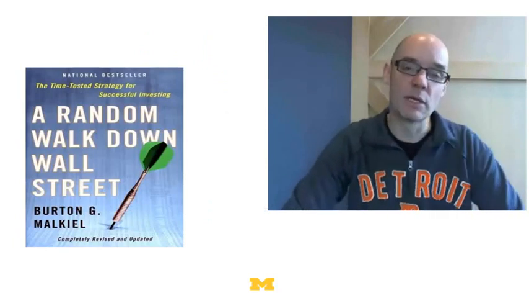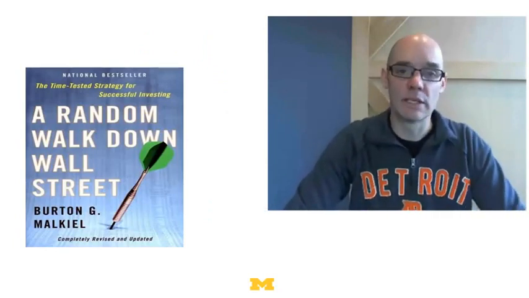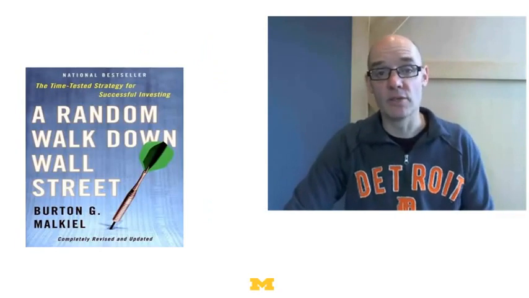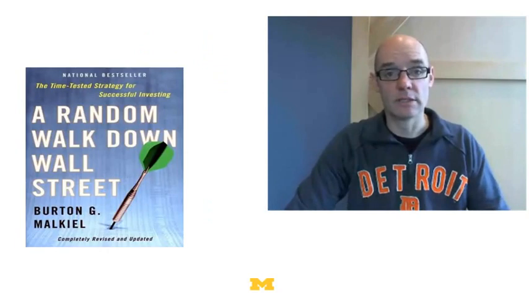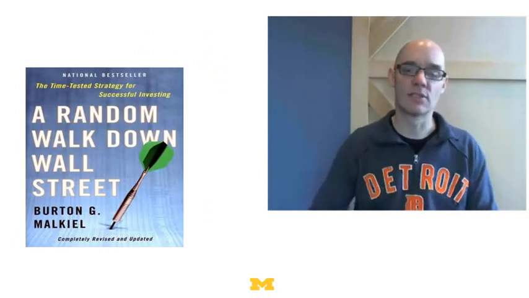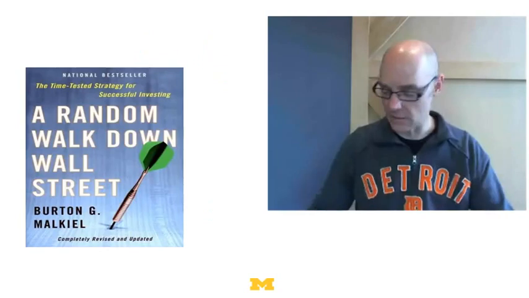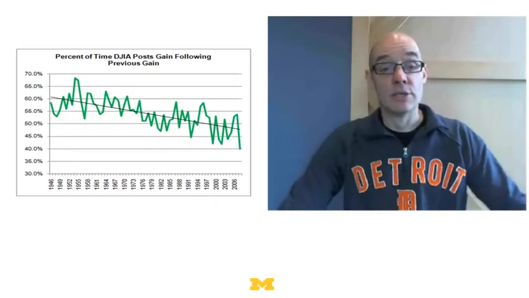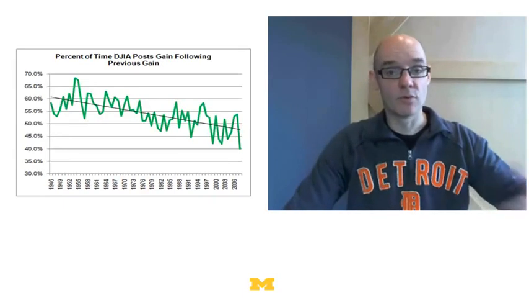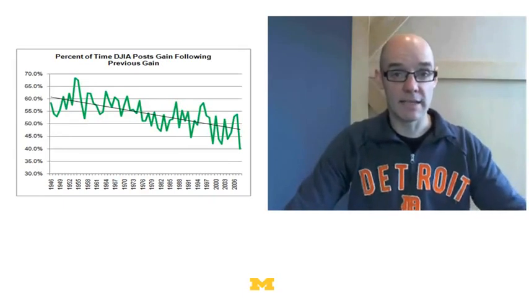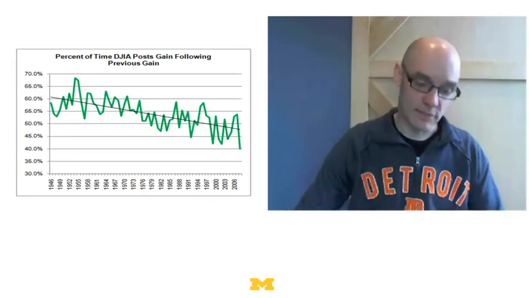Now, there's a famous book by Burton Malkiel called A Random Walk Down Wall Street. What he argues is that prices in the stock market are random walks. Now, you might say, well, that's crazy. No, there's trends. There are things that go up and things that go down. Well, let's look at some data on that. Suppose the Dow Jones Industrial Average posted a gain the previous day. If there really were trends, you'd expect there to be a gain the next day. Well, here's a graph that shows whether or not that's true.